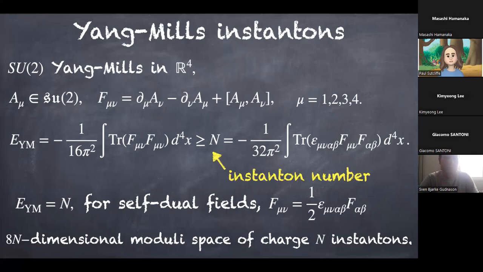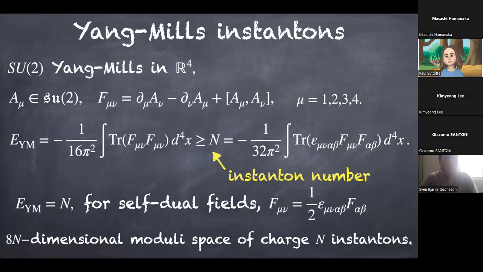So Yang-Mills instantons, we're just thinking of these, so SU2 Yang-Mills in R4, as static solitons in 4 space dimensions. The field of Yang-Mills theory is a gauge potential, A_mu, that's SU2 valued, and mu runs over all 4 space coordinates now, 1, 2, 3, 4. Then F is the usual non-abelian field strength that you construct from your gauge potential. So it involves differentiating and taking a commutator.